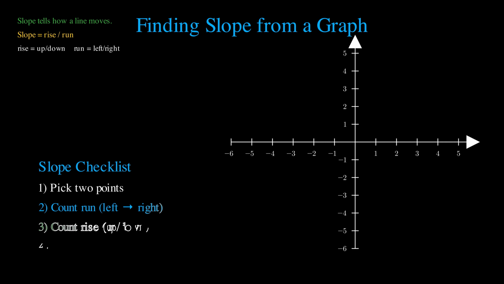Let's review the slope checklist. First, pick 2 points. Second, count the run from left to right. Third, count the rise up or down. Fourth, write slope as rise over run. Lines going up have positive slope. Lines going down have negative slope. If you follow these steps every time, you will always find the slope correctly on a graph.